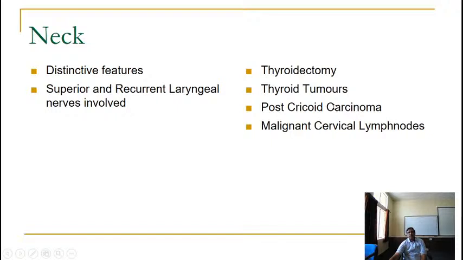And sometimes the postcricoid, because that is the place where it is in close approximation with the nerve, in the tracheoesophageal groove, and malignant cervical lymph nodes which infiltrate into the nerve and damage the nerve. This is in the neck region.